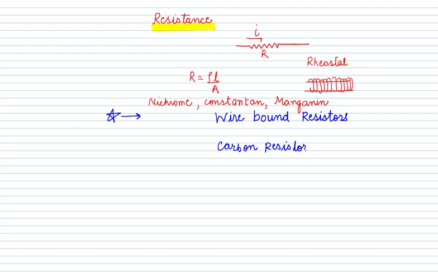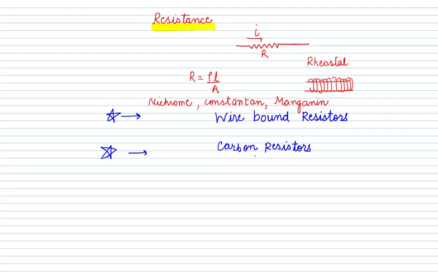These are very small, very handy, and very easy to use. You need not use long bundles of wires. This type of resistor we can use up to a very high range, and they are known as carbon resistors because they are mostly made up of carbon.